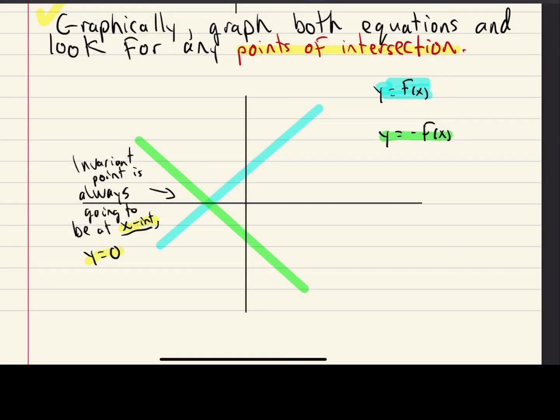What that also means is that y is equal to 0. So the invariant point of a vertical reflection, or reflection over the x-axis, is going to be whatever the x-intercept of the original function was, and then the y value is going to be 0. So it's always going to be in the form of, if I think about my invariant point or my IP, it's x-intercept and then y equals 0.